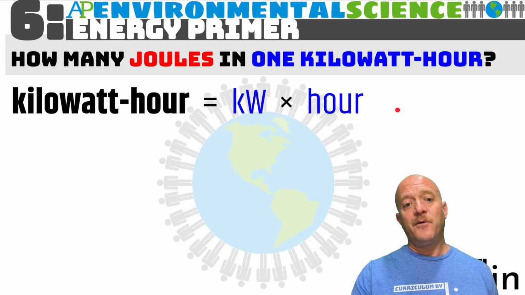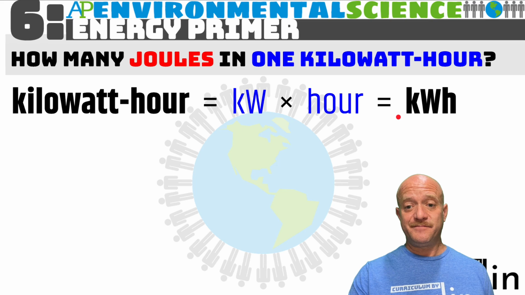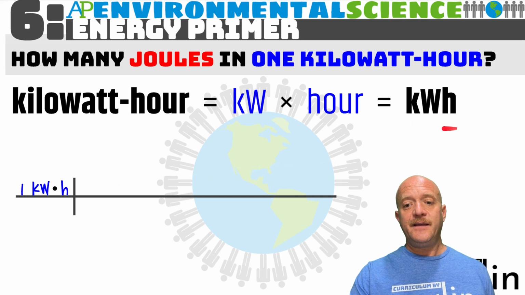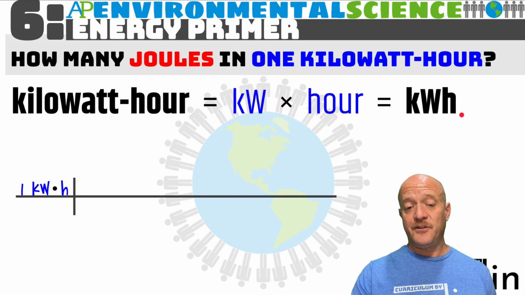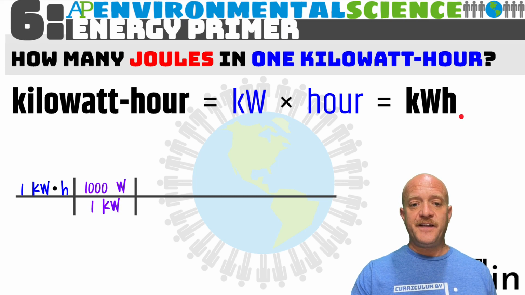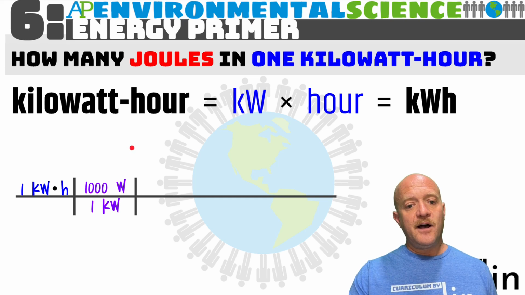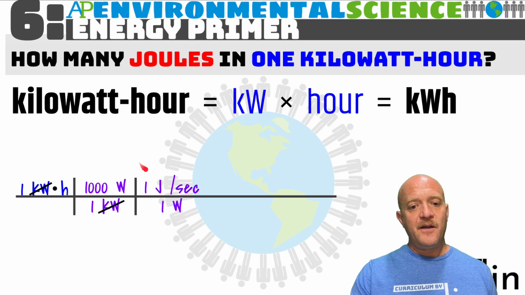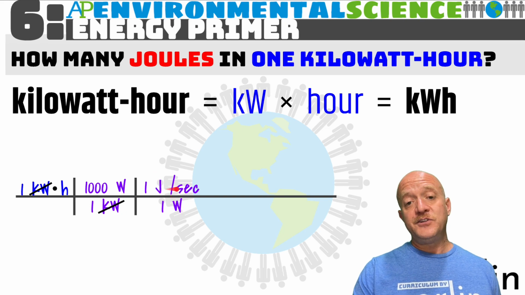So 1 kilowatt hour would be my given. It's written kilowatt hour, but really what you're doing is multiplying. These are the different ways you're going to see it during this unit. Now what we need to do is figure out our conversions. We have 1 kilowatt is 1,000 watts. That cancels out the kilowatts, and I'm still left with hours. Now I also have 1 watt is the equivalent of 1 joule per second.